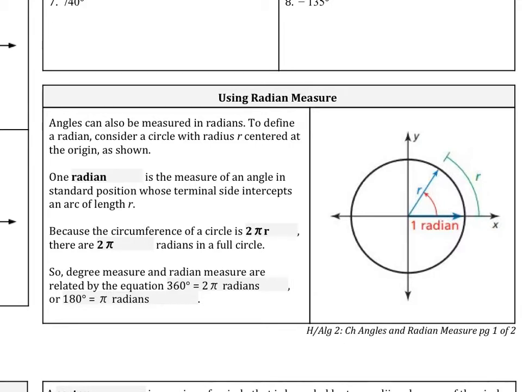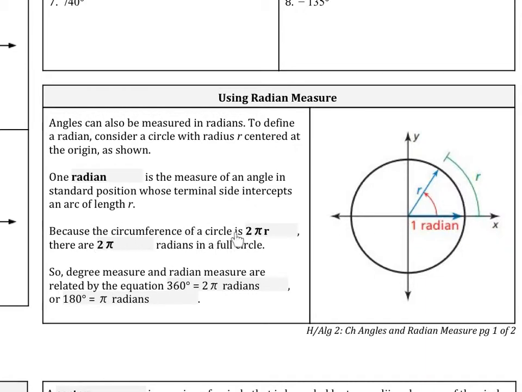Using radian measure. Angles can also be measured in radians. To define a radian, consider a circle with radius r centered at the origin as shown. Here's the origin, here's our radius, and we're saying this is 1 radian. 1 radian is a measure of an angle in standard position whose terminal side intercepts an arc of length r. So here's the arc length.